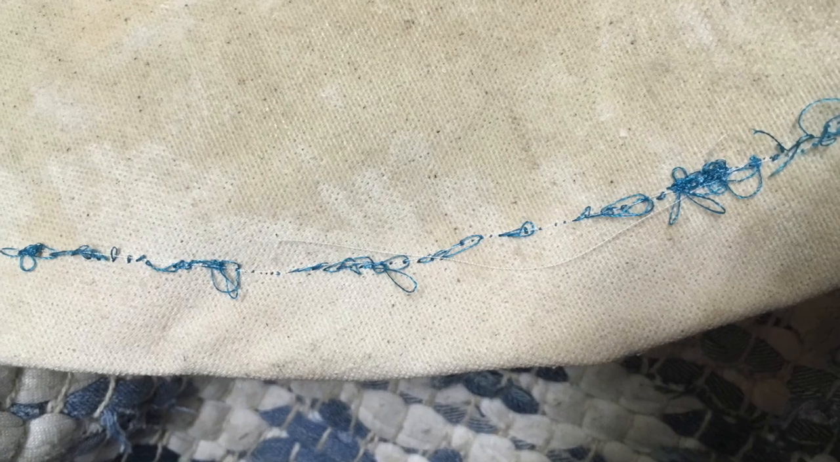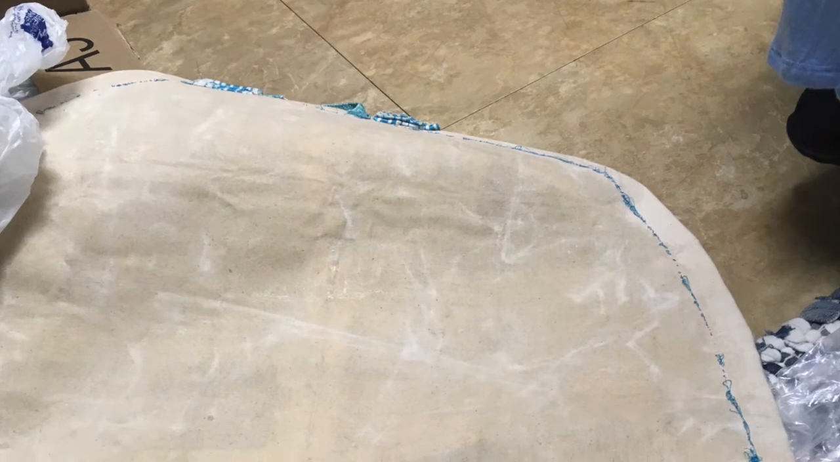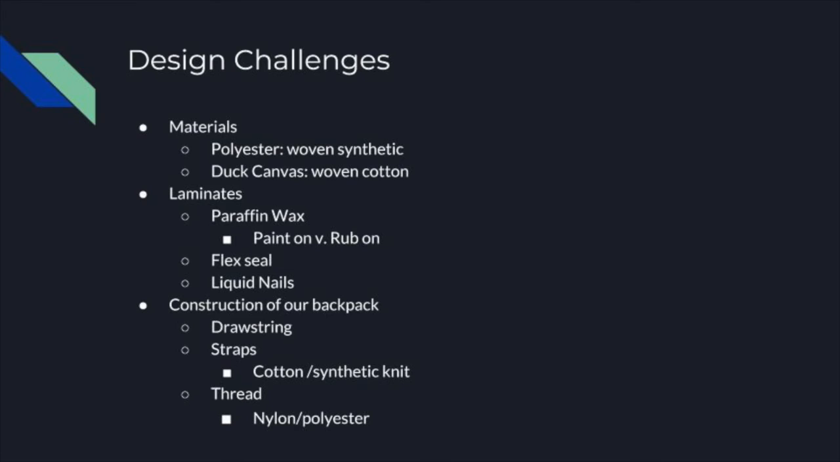I then tried to lace the rope through the drawstring hem, but the liquid nails had stuck together, making it impossible to push the rope through. I ended up having to take the whole seam out and re-sew it with the rope already in it.